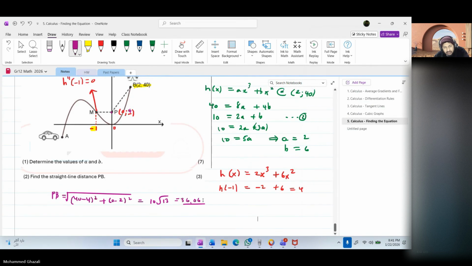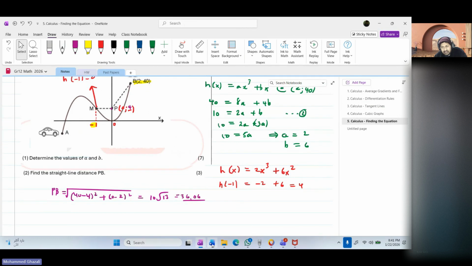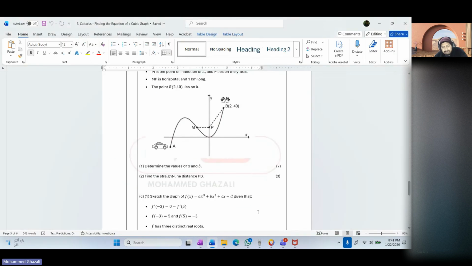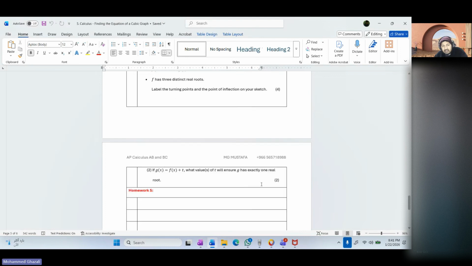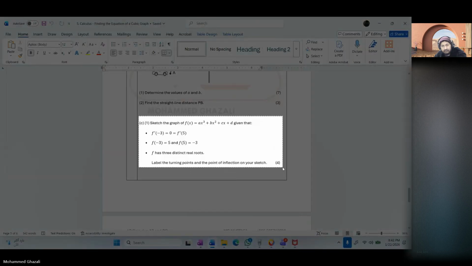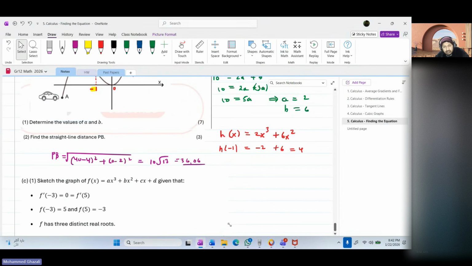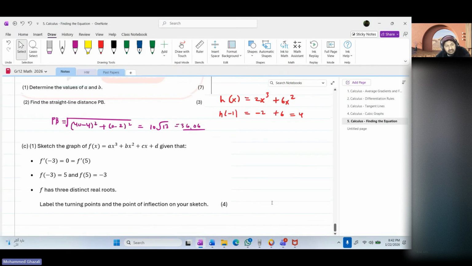I expected the first one to be a simultaneous equation, because usually questions involving 6 marks, 7 marks in cubic graphs involve simultaneous equations. What is this? This is sketching a function. See how you are sketching this function here, right? So part C, this was 5 or 4 marks. Sketch graph of f of x. So you must sketch the full cubic function given these conditions.